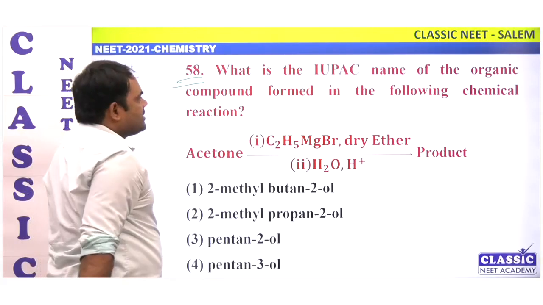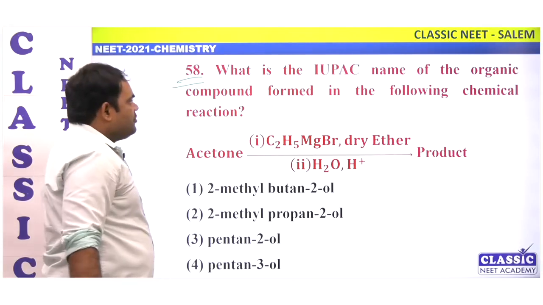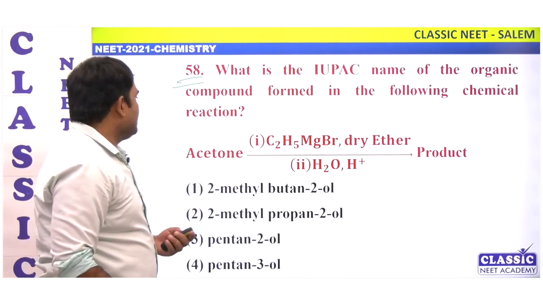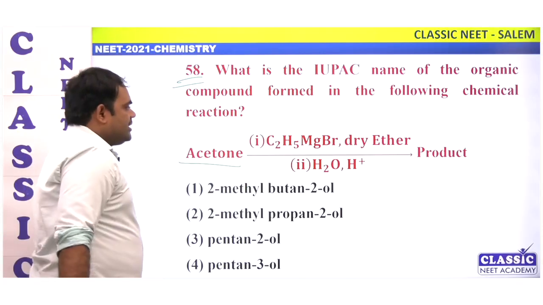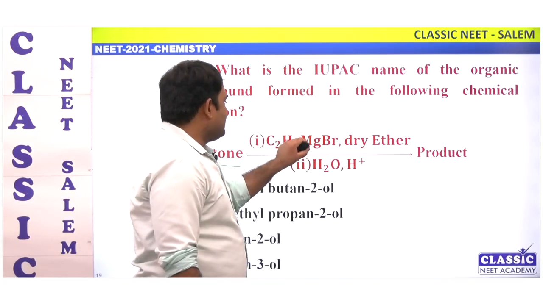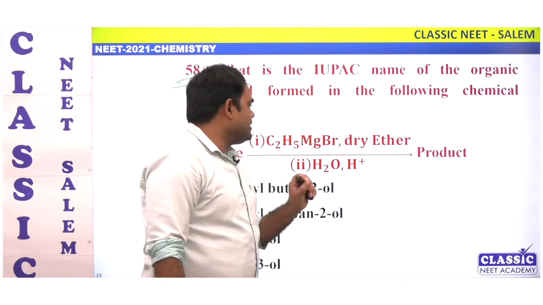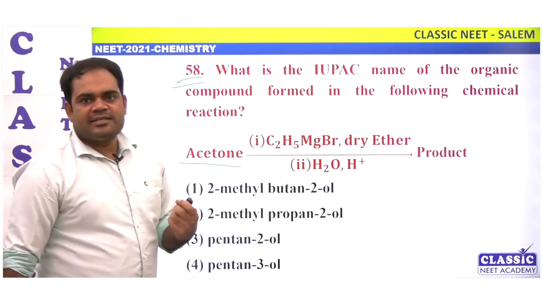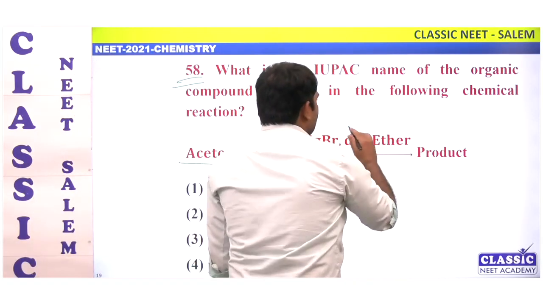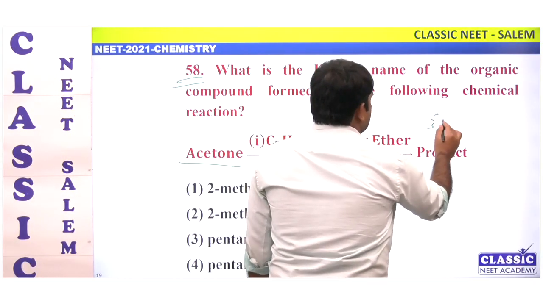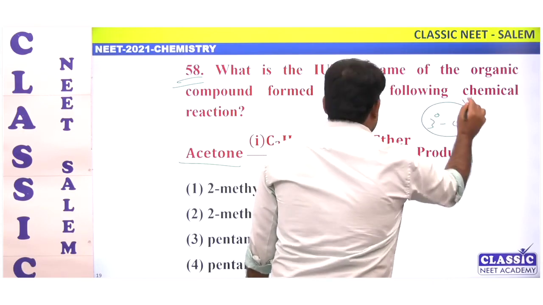Question 58 asks: what is the IUPAC name of the organic compound formed in the following chemical reaction? So that is acetone. Acetone reacts with ethyl magnesium bromide in dry ether, then H2O, that means acidic hydrolysis is going on. So what about the product? The product we will get is a tertiary alcohol. What is the 3-degree alcohol?